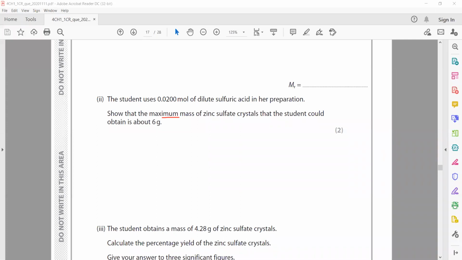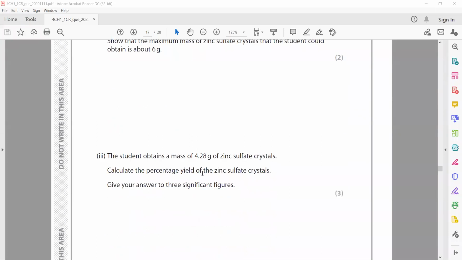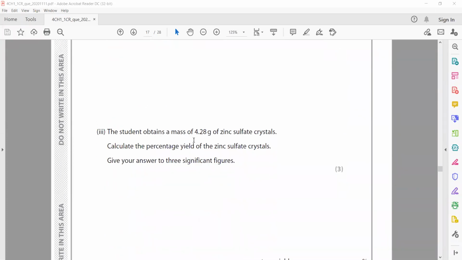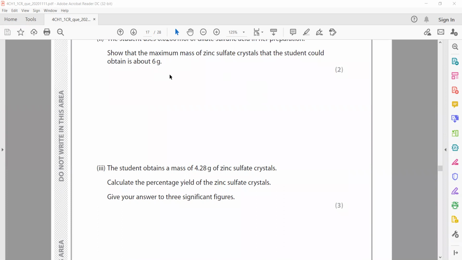So moles 0.02, and the molar mass of hydrated zinc sulfate is 287. When we multiply 0.02 by 287, we get 5.87 grams. Theoretically, we should get about 6. A student obtained a mass of 4.28. Percentage yield is the practical value divided by the theoretical value. This 6 grams is not the theoretical value; we have to show it's about 6, so 5.87 is about 6. The practical value is 4.28, divided by the theoretical value 5.87, multiplied by 100, and you will get the percentage yield.